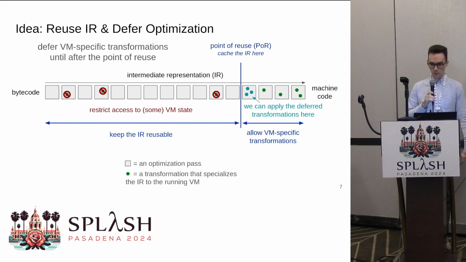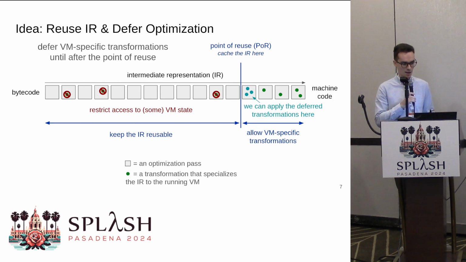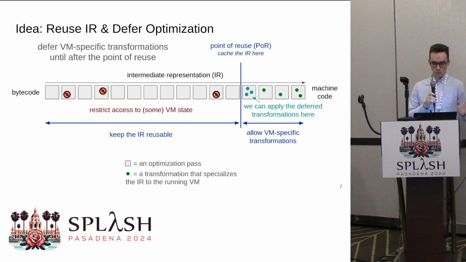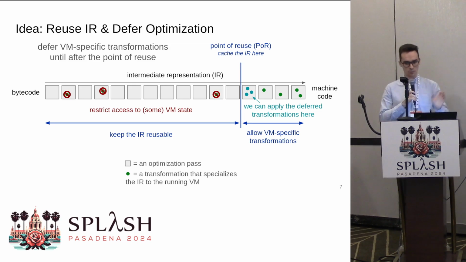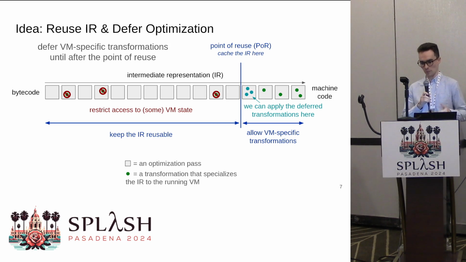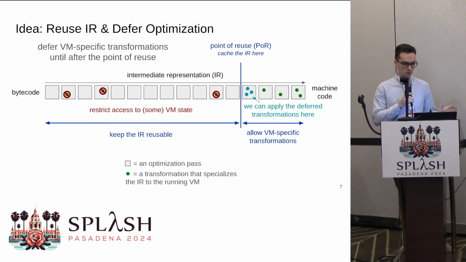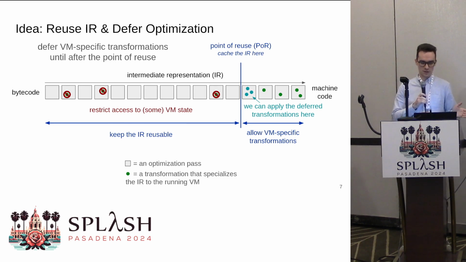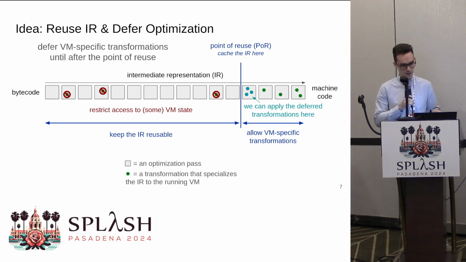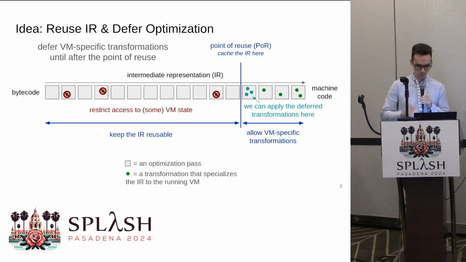And how do we keep the IR reusable? Well, the high-level idea is that we should move the transformations that specialize the IR to the running VM instance after the point of reuse. We should not do them before the point of reuse, but hopefully we would be able to perform them after this point where we're compiling for a specific single VM instance. We do this by restricting the compiler's access to some VM state before the point of reuse, and after the point of reuse, we run an optimization pass that can do many of these transformations.